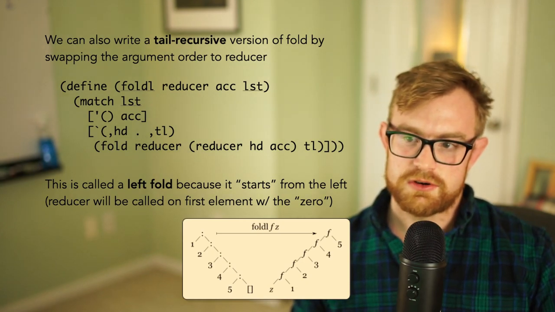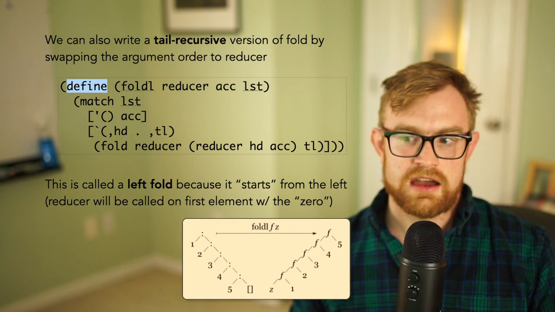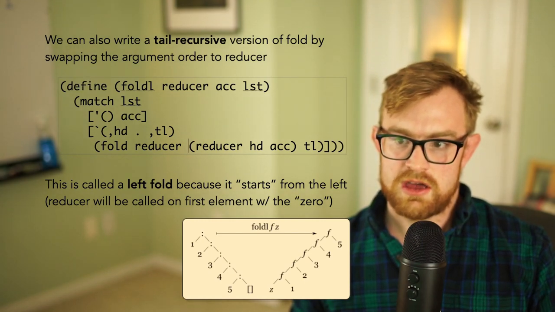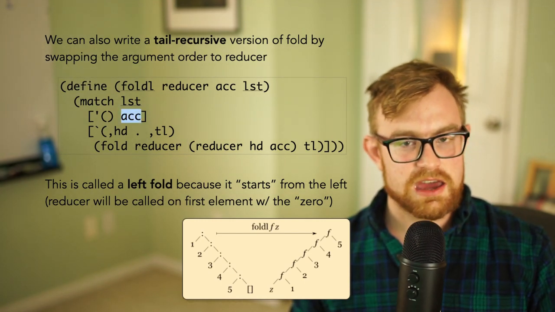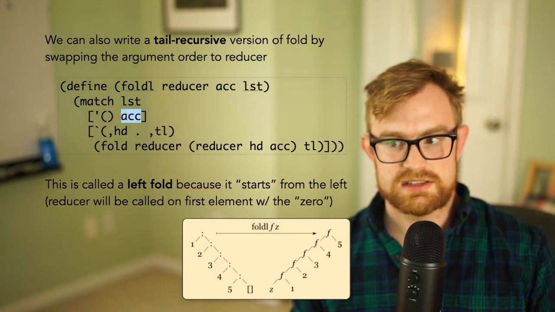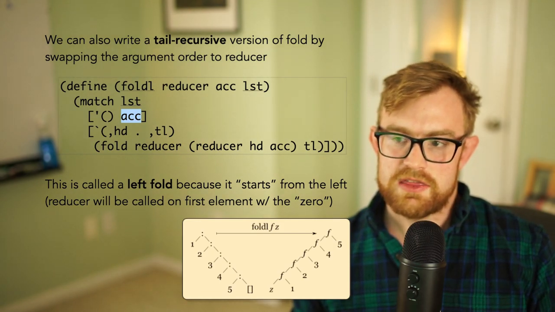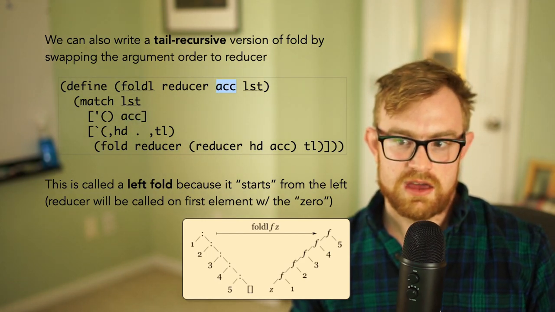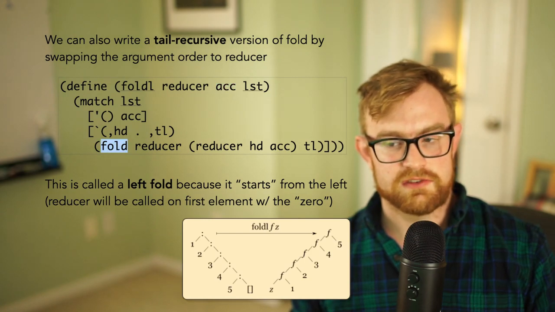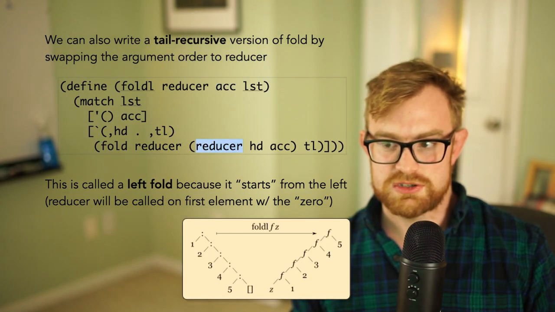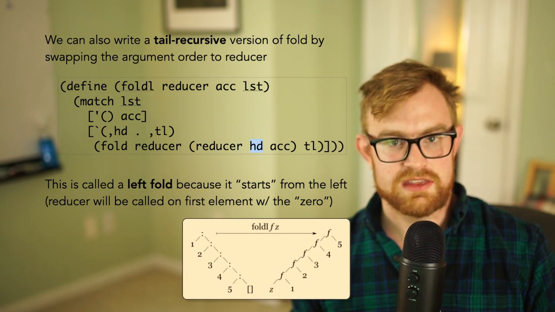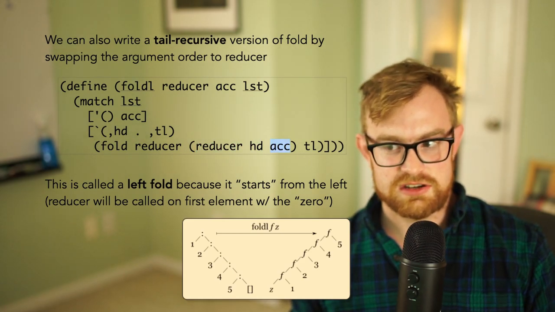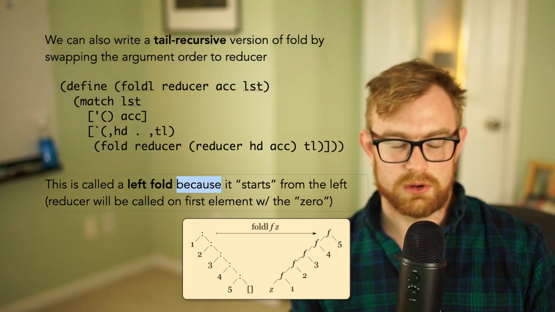So this is a version of fold that does not grow the stack. It uses tail recursion. Notice how at the very base case here, we return the accumulator instead of this initial value. But then you pass that initial value in as the initial accumulator. The very first time this function runs on the first element of the list, it's going to call reducer of that first head element, and then the initial value will be this initial accumulator right here. All right? Now this is called a left fold because it starts from the left.